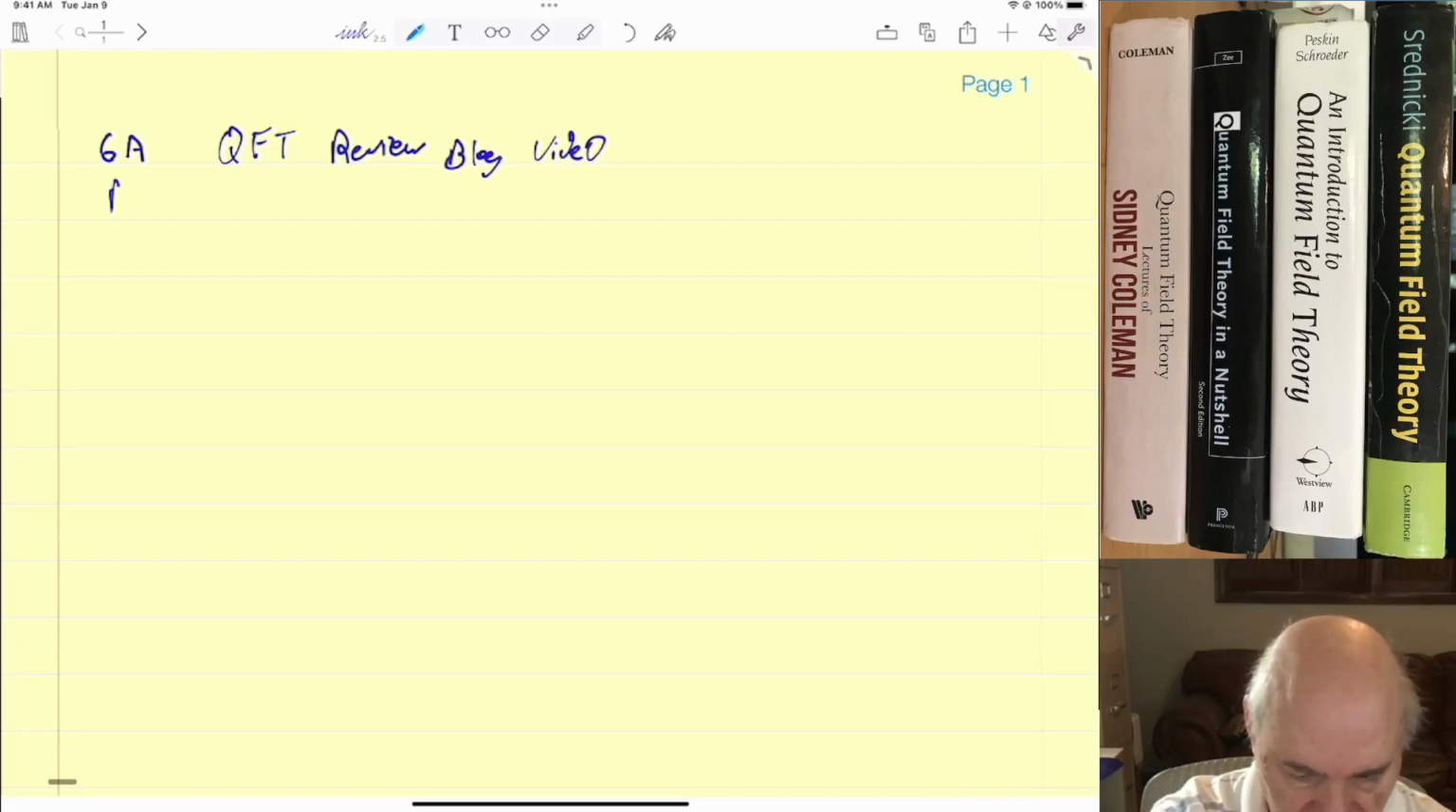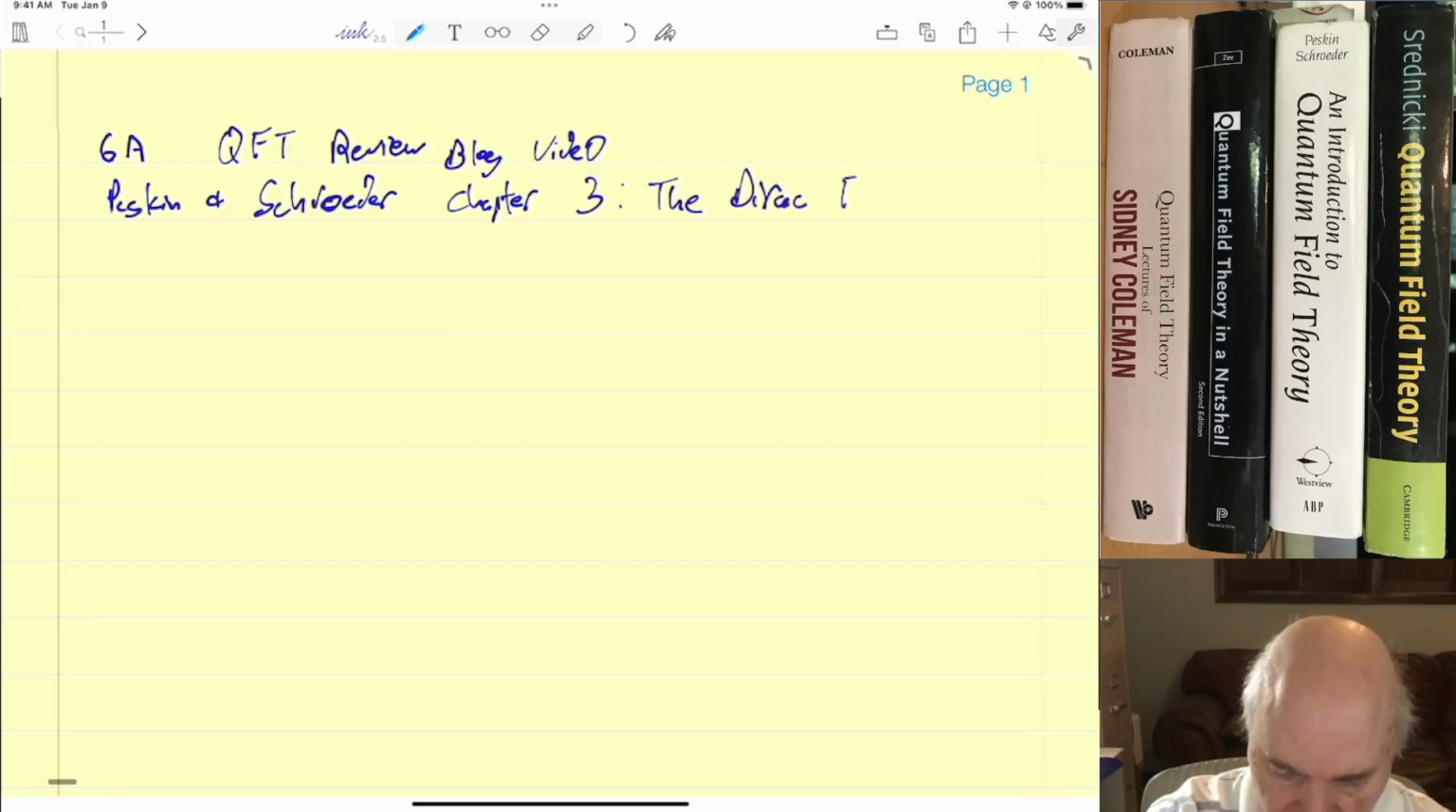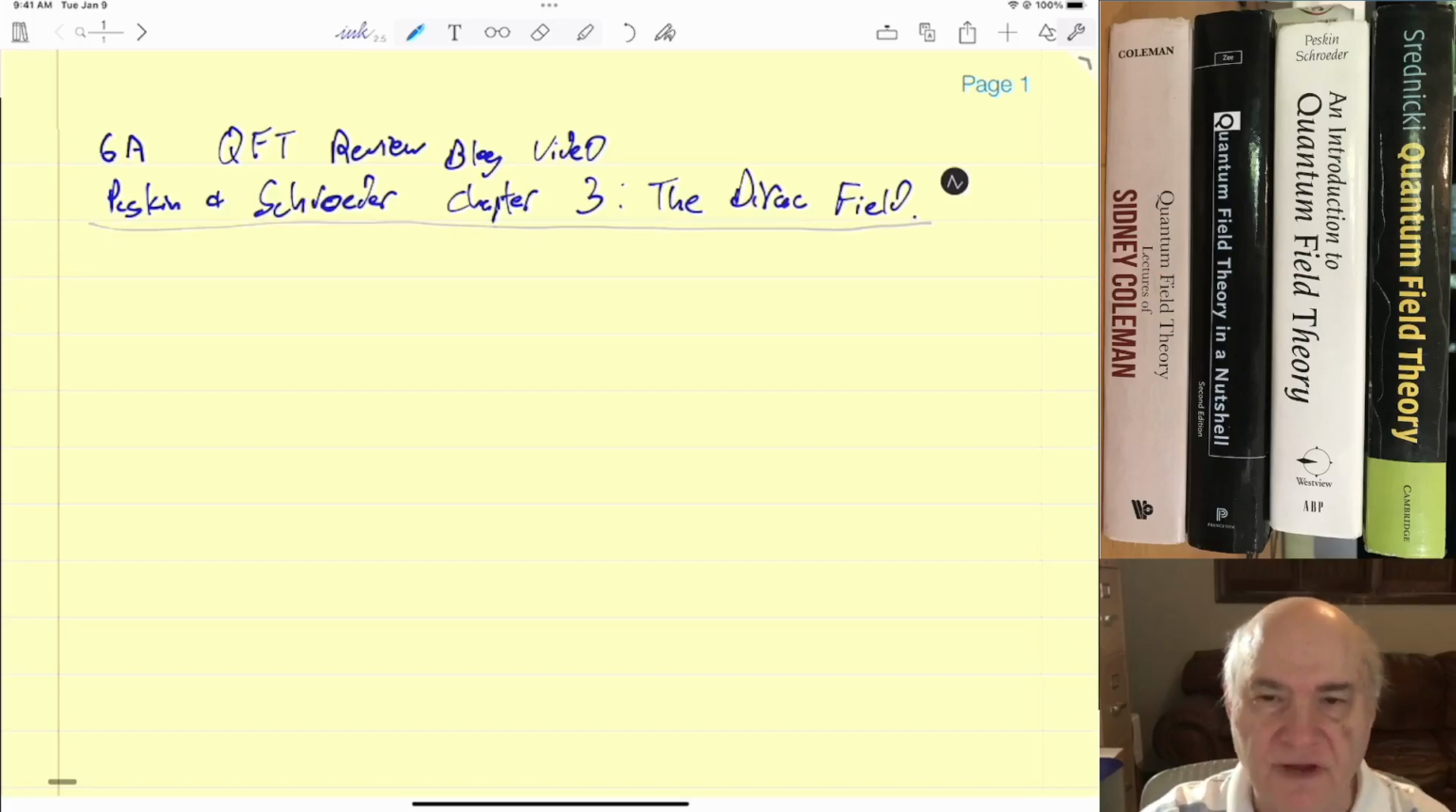And we're going to cover Peskin, or start covering Peskin and Schroeder. Chapter 3 on the Dirac field. Now, this is a long chapter in Peskin and Schroeder, and it's got a lot of formulas and everything, and you have to really become familiar with it.